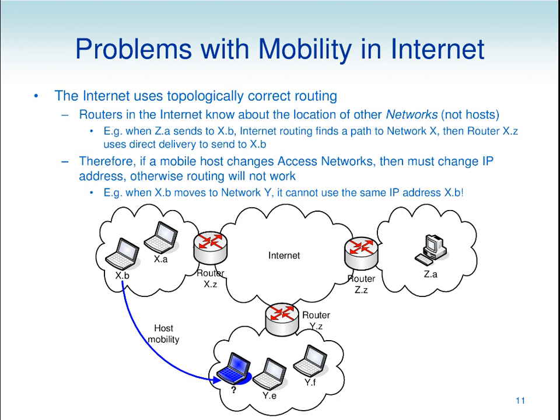Let's say this host Z dot A is sending data to us. We're dealing with a case where some host is sending data to us. Maybe this is the YouTube web server, streaming a video to my phone. As I move, I want to keep watching the video, continuous streaming. So this one is sending data. The destination address is X.B. When I connect to the YouTube web server, it starts sending to X.B. If I move to this access network, and I'm still X.B, what happens?